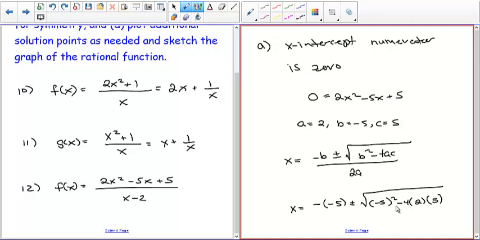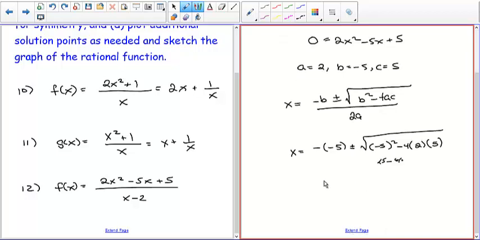And I'm just hesitating because I'm getting a negative result. So that must mean there are no x-intercepts. Is that right? Minus b plus or minus the square root of b squared minus 4ac. So I got 25 here, and then I subtract 40. Gives me a negative number. So it's not going to work. Okay, so there are no x-intercepts.